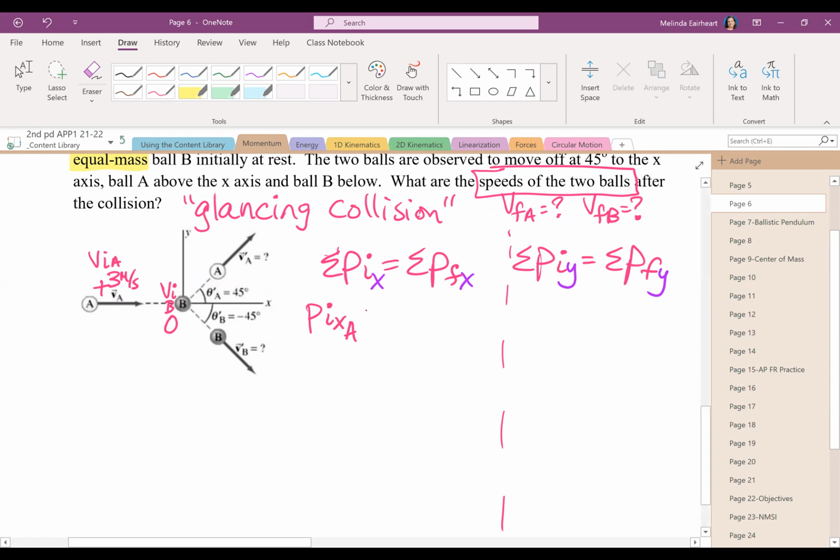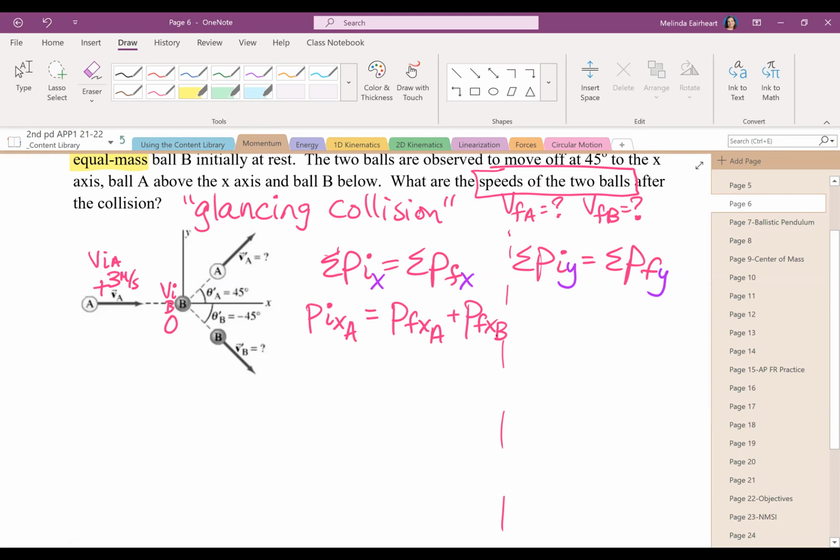In the end, who has horizontal momentum? Both A and B. So PFXA plus PFXB. Triple subscript. Each one serves a purpose. Okay, well, let's keep that one going. Maybe we don't need the other, right?